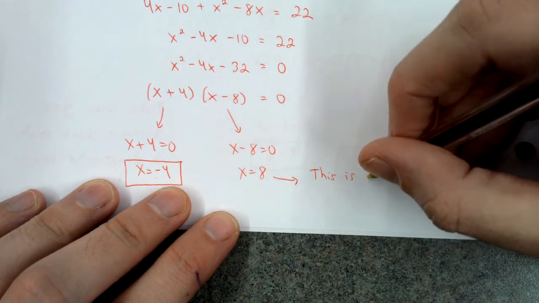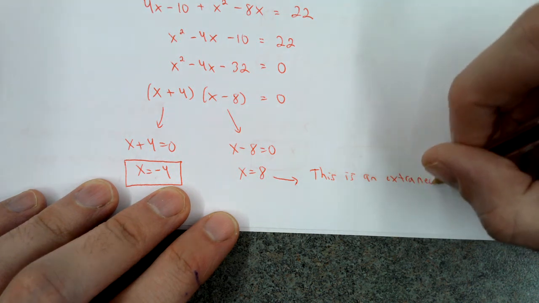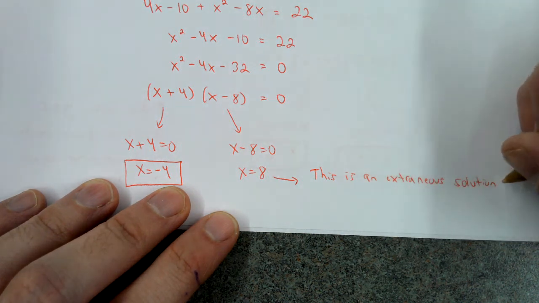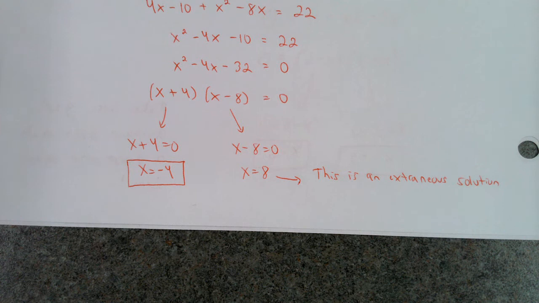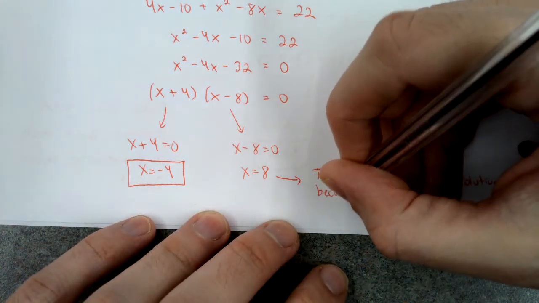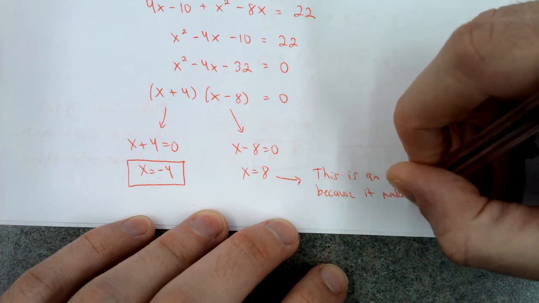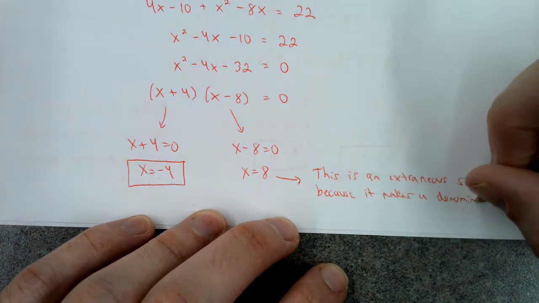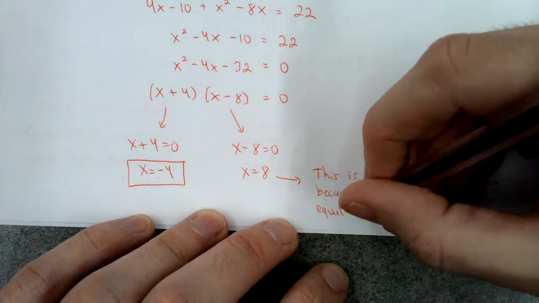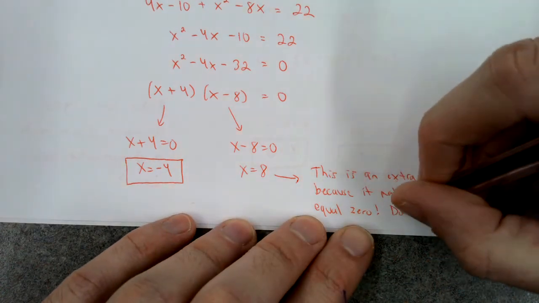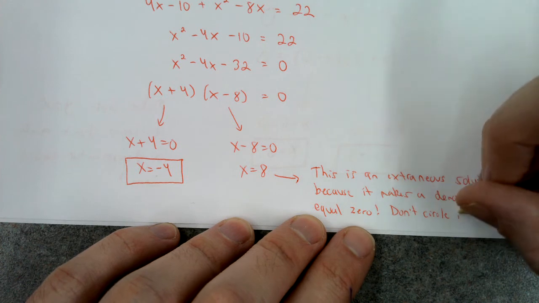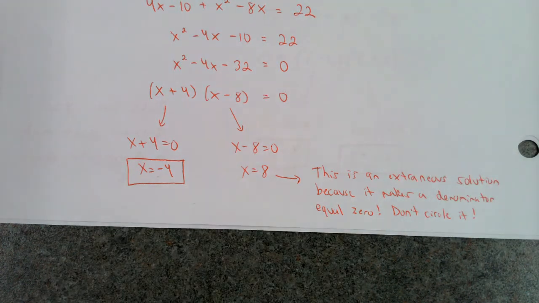which we talked about on the first page. So just flip back to the first page if you forgot what an extraneous solution is. I'm going to say this is an extraneous solution because it makes a denominator equal 0. Exclamation point. I'm going to say don't circle it. Exclamation point again. Because it's not actually a solution. It's called an extraneous solution, so it doesn't actually work, so don't circle it.